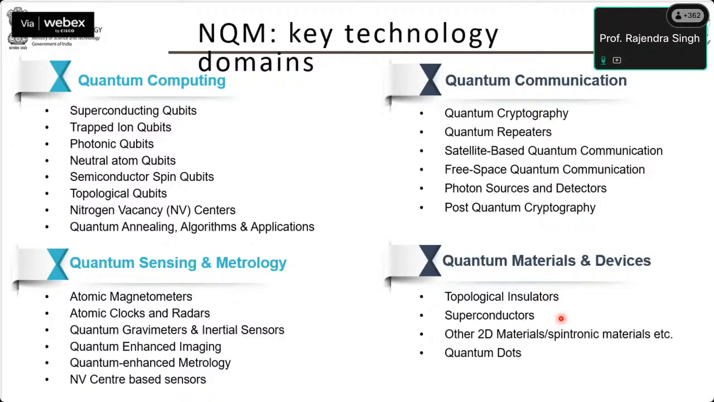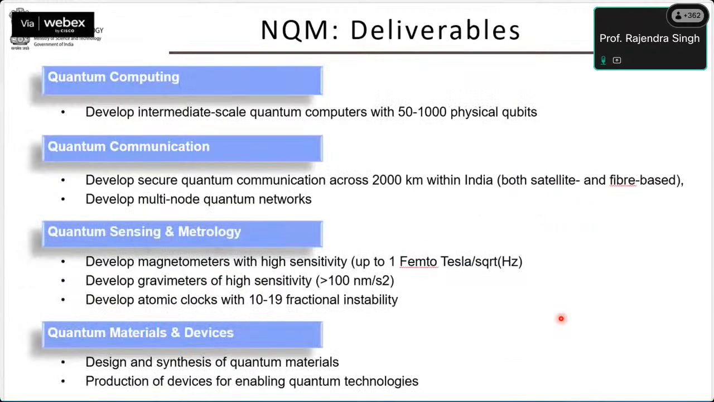The quantum computer will be developed by the quantum computing hub. That is their responsibility. Our responsibility will be, suppose they ask for a particular material or a particular device, that is what we are going to develop. So this is the way the four hubs have been organized.